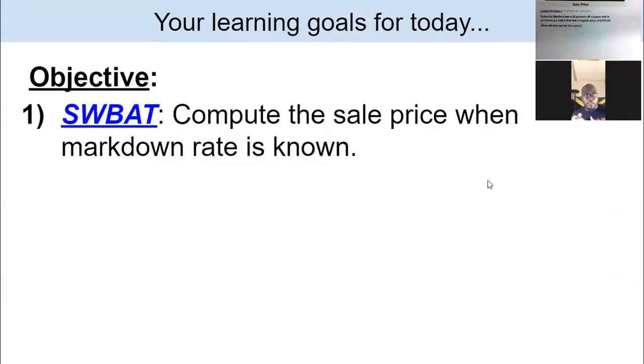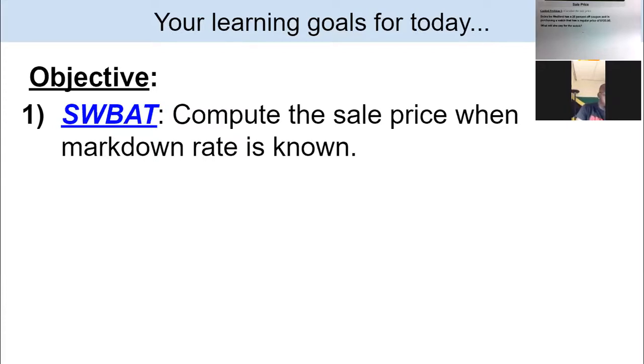Okay, all right. So here, the second half of class. We're talking about the sales price now. We just learned how to do the markdown, so now we're going to learn how to find the sales price. As you can see, the objective here says to compute the sales price when the markdown rate is known. So you can find the sales price when you have the markdown rate or you have the markdown. What do I mean by that?